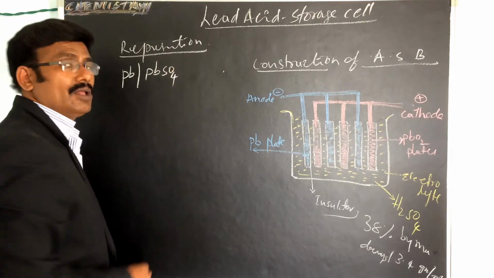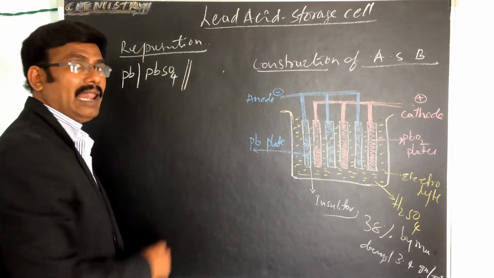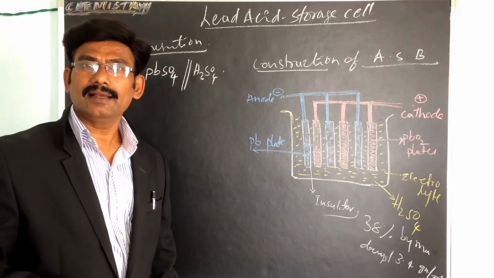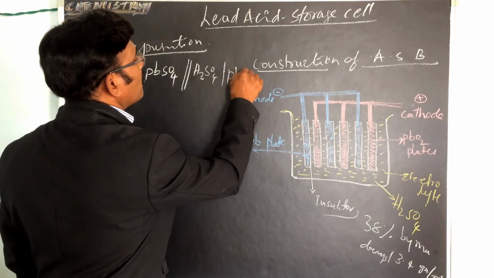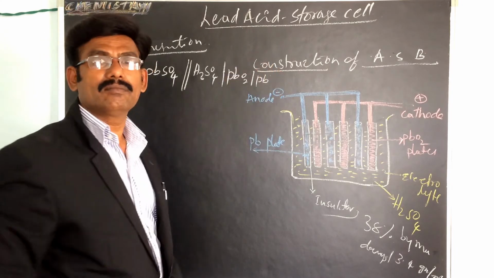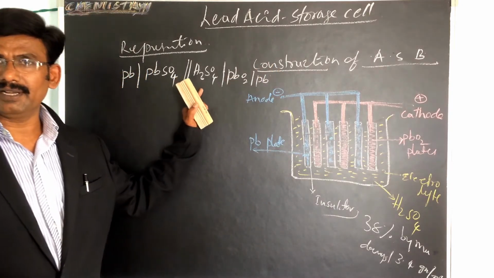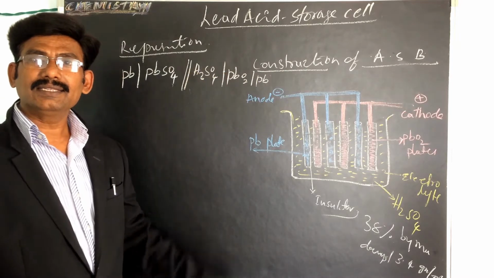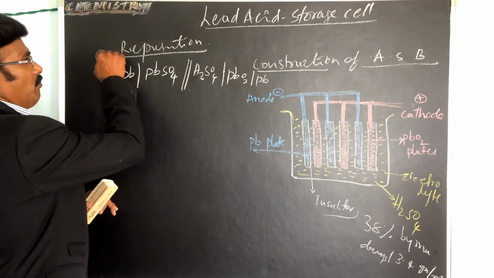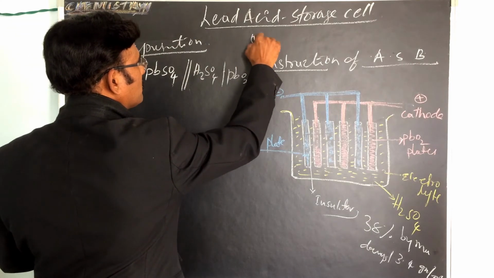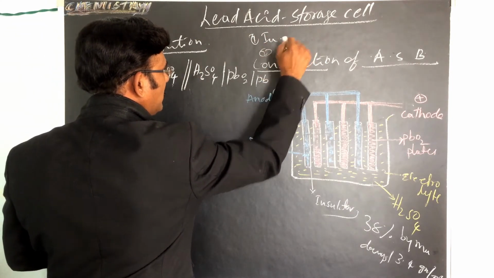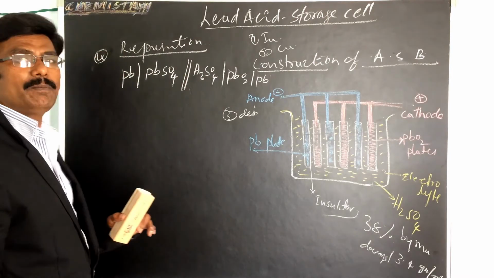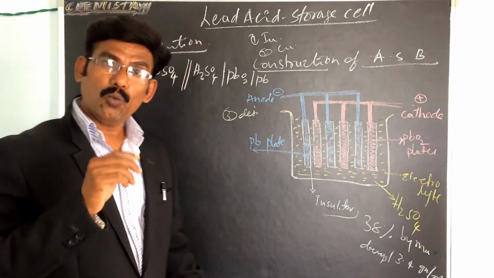PbSO4, sulfuric acid, lead dioxide and Pb. This is we can write: lead sulfate, sulfuric acid, lead dioxide and lead. This is the cell representation. First point, introduction. Second point, construction. Third is the description. Fourth is the representation. And fifth one is the working.